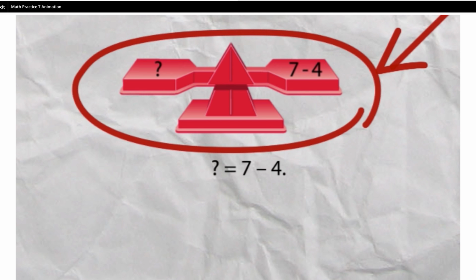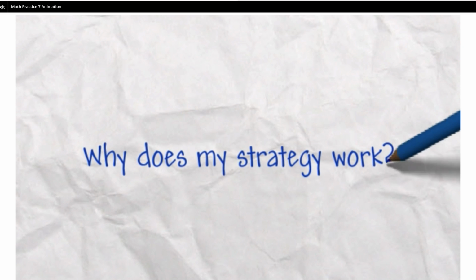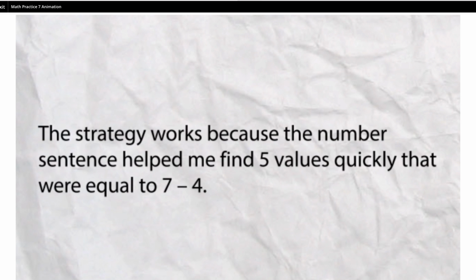What equals 7 minus 4? 3 equals 7 minus 4. 5 minus 2 equals 7 minus 4. 3 times 1 equals 7 minus 4. 1 plus 2 equals 7 minus 4. 3 divided by 1 equals 7 minus 4. Ask yourself, why does my strategy work? The strategy works because the number sentence helped me find 5 values quickly that were equal to 7 minus 4.